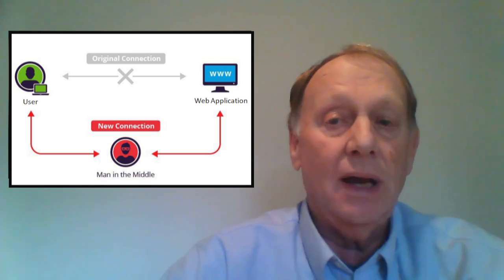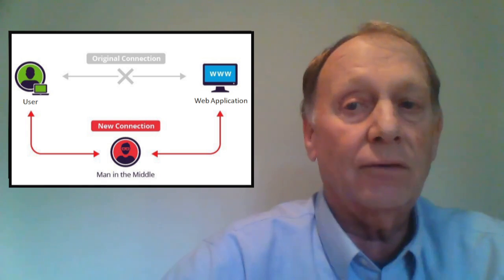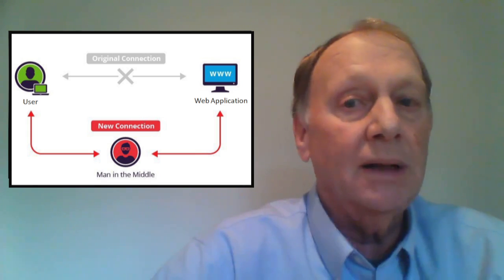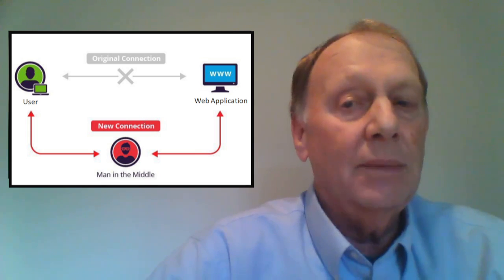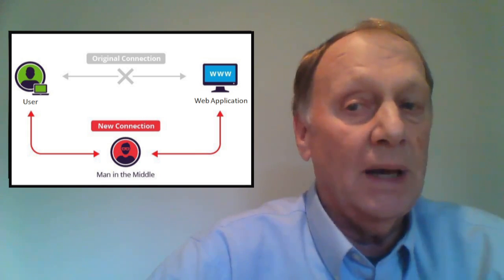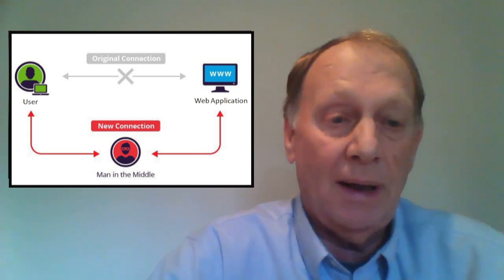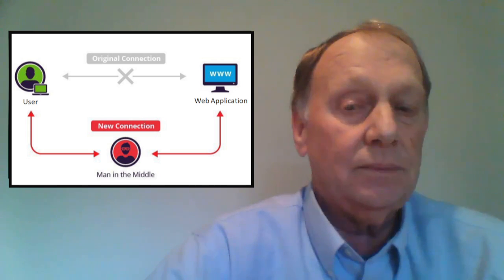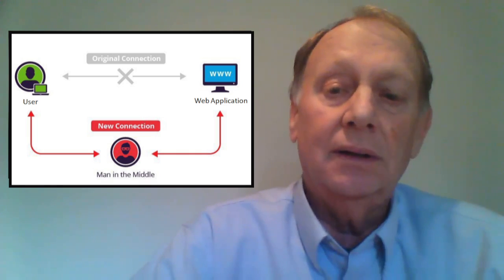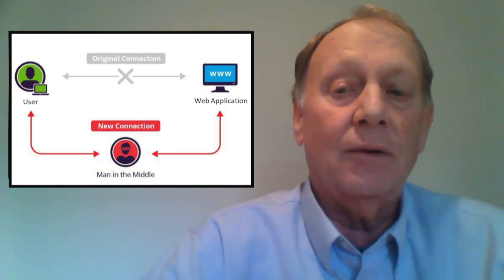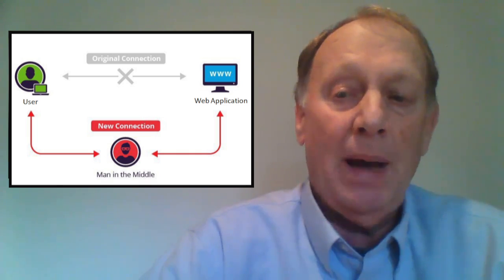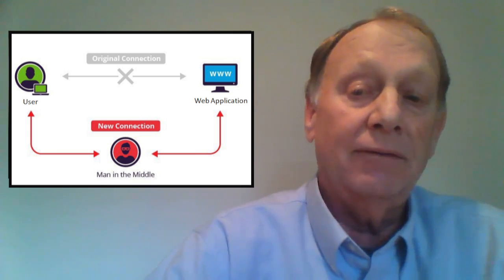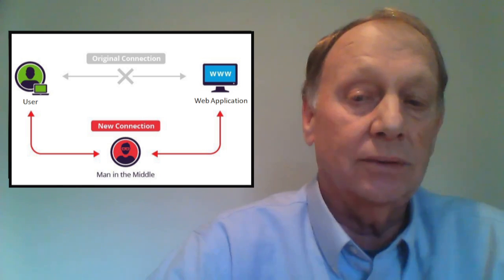This means any information sent from the user will be intercepted by the man in the middle. The man in the middle saves the information and passes it to the web application so that things appear normal to the user. Similarly, any information sent from the web application back to the user will be intercepted by the man in the middle before passing it along to the user.